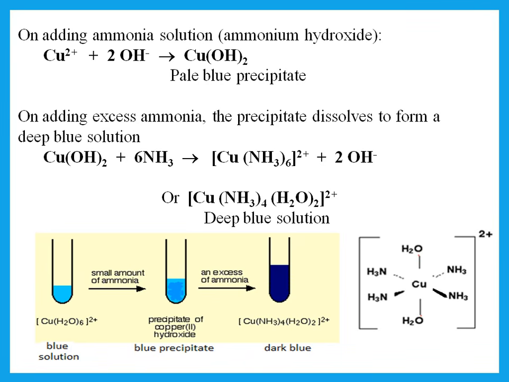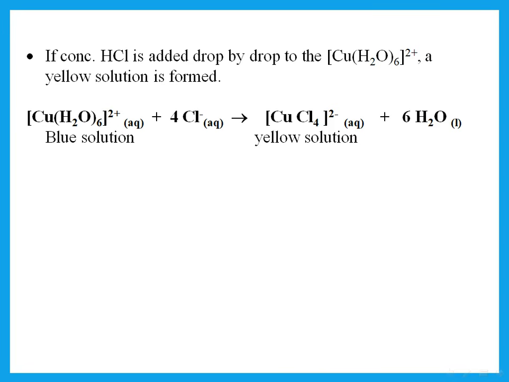Remember, we used to say the test for copper ions is what? If I add aqueous ammonia, it gives a blue precipitate. And then in excess, we said the precipitate dissolves to form a dark blue solution. This is why it forms a dark blue solution, because it forms a copper ammonia complex and that has a dark blue solution. Please pay attention to the colors.